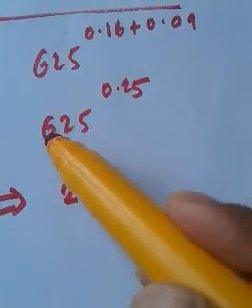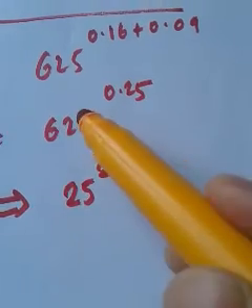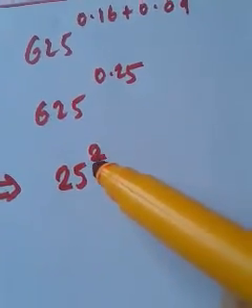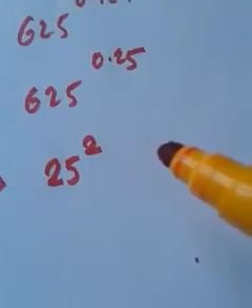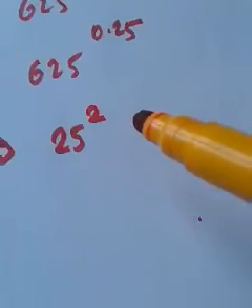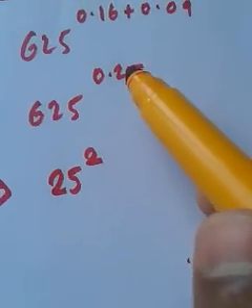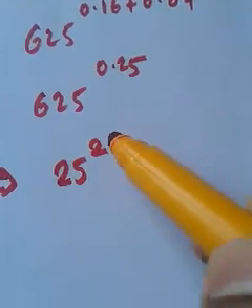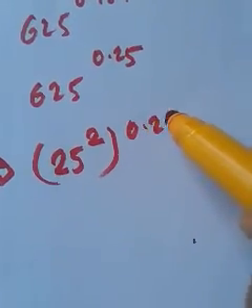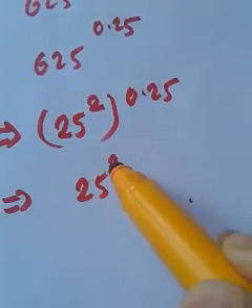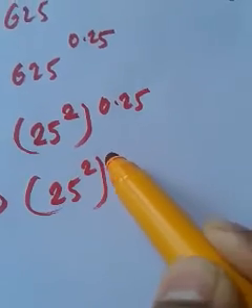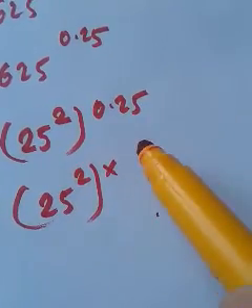You may have understood, no? Because we know that 25 into 25 is 625. That means 625 we can replace as 25 square. Are you following me? I have replaced 625 as 25 square, and 625 raised to 0.25 becomes 25 square raised to 0.25. I think it is clear.